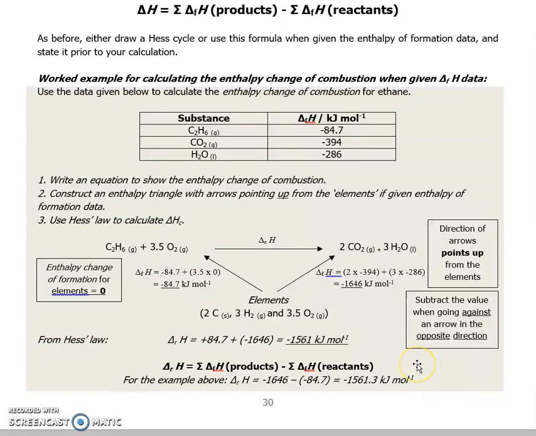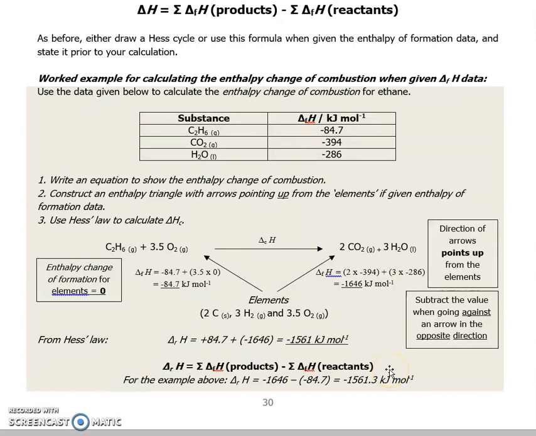Again, as with the enthalpy of combustion data, whenever you're doing these types of calculations, always quote this formula first of all. That itself is usually worth 1 mark. Okay, so that is how to do a calculation using enthalpy of formation data.